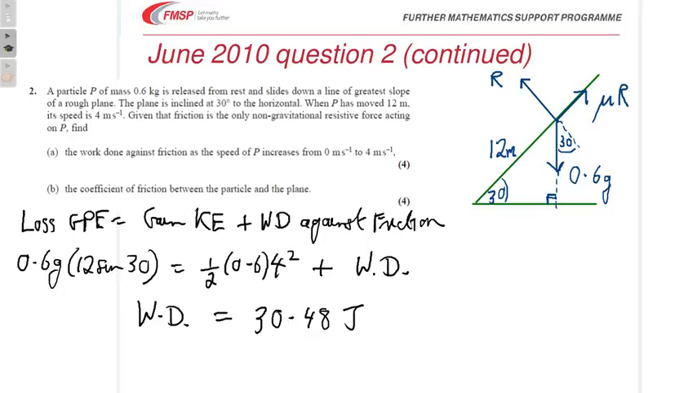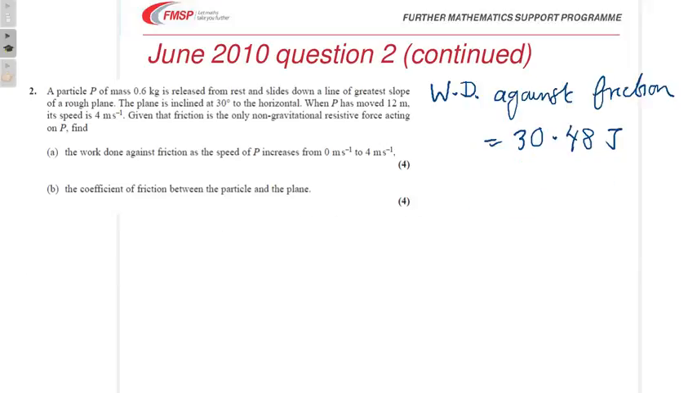What we will need is this equation for the normal reaction, which comes from resolving perpendicular to the plane. There are no other forces apart from R and 0.6 g cos 30, which have components perpendicular to the plane, so we know R. So on the next page then, we know the work done against friction. We know that that's equal to friction times 12, because that was the distance that the object slid. And we know friction is mu times 0.6 g cos 30.